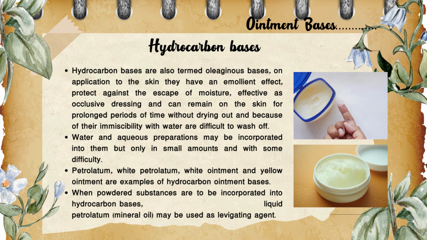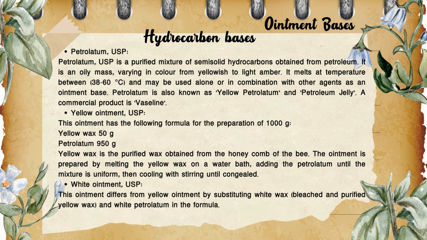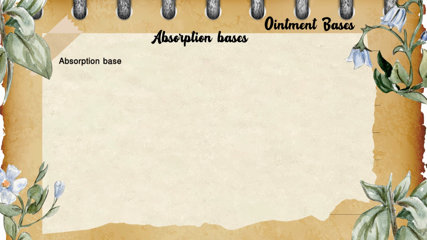Petrolatum, white ointment, yellow ointment. Petrolatum is a purified mixture of semi-solid hydrocarbons obtained from petroleum. It melts between 38 to 60 degrees Celsius and is combined with other agents as an ointment base. Next is yellow ointment, which usually has yellow wax 50 grams, petrolatum 950 grams. White ointment differs from yellow ointment by substituting white wax, which is bleached and purified yellow wax.